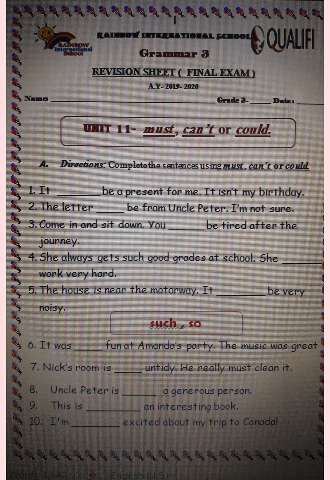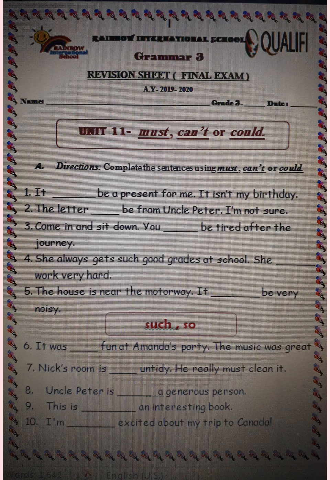Number 1. It blank be a present for me. It isn't my birthday. So the answer here is negative, so can't. It can't be a present for me. Number 2. The letter blank be from Uncle Peter. I am not sure. So the answer here is could. The letter could be from Uncle Peter.